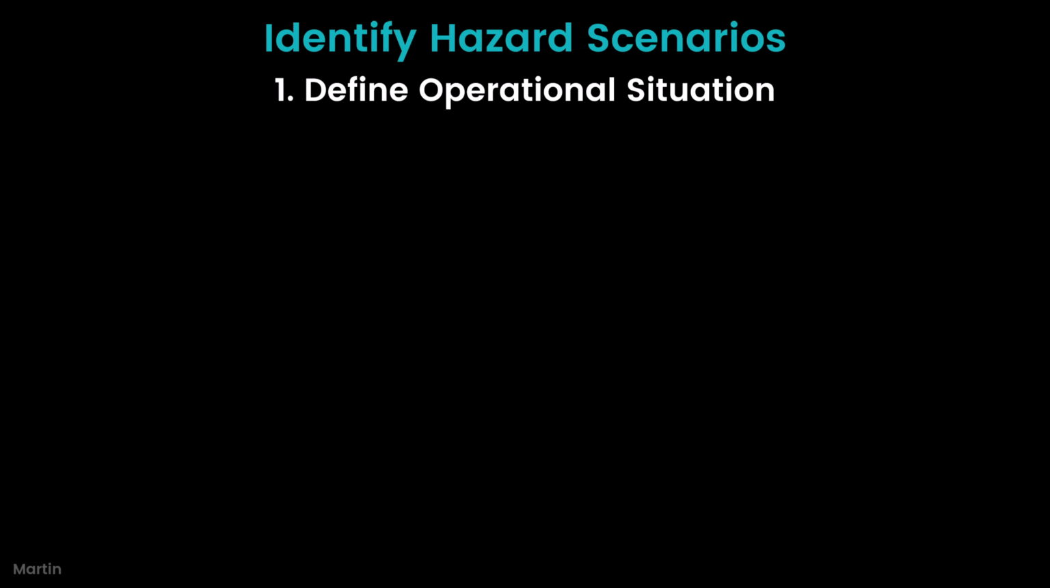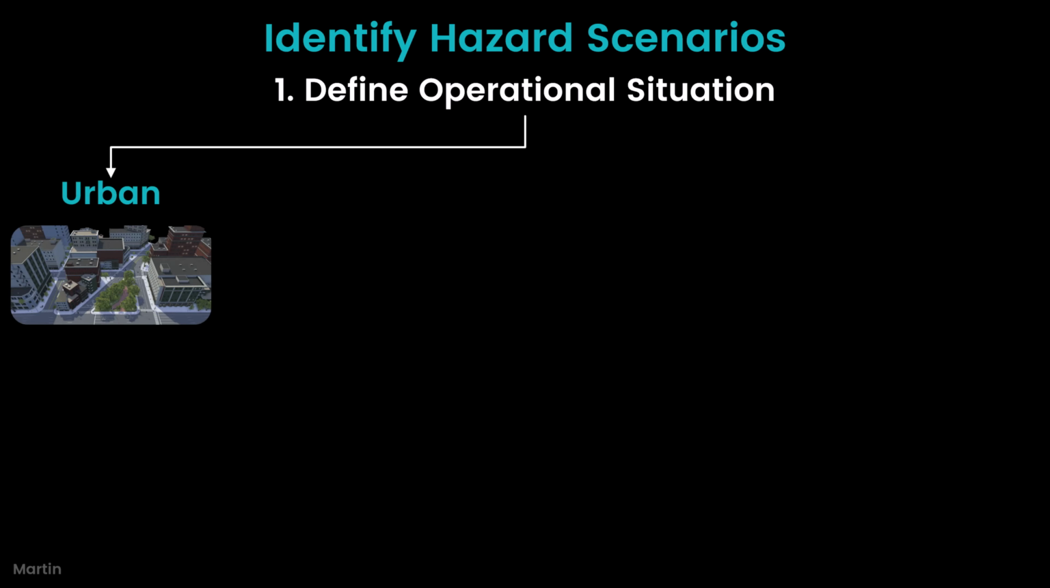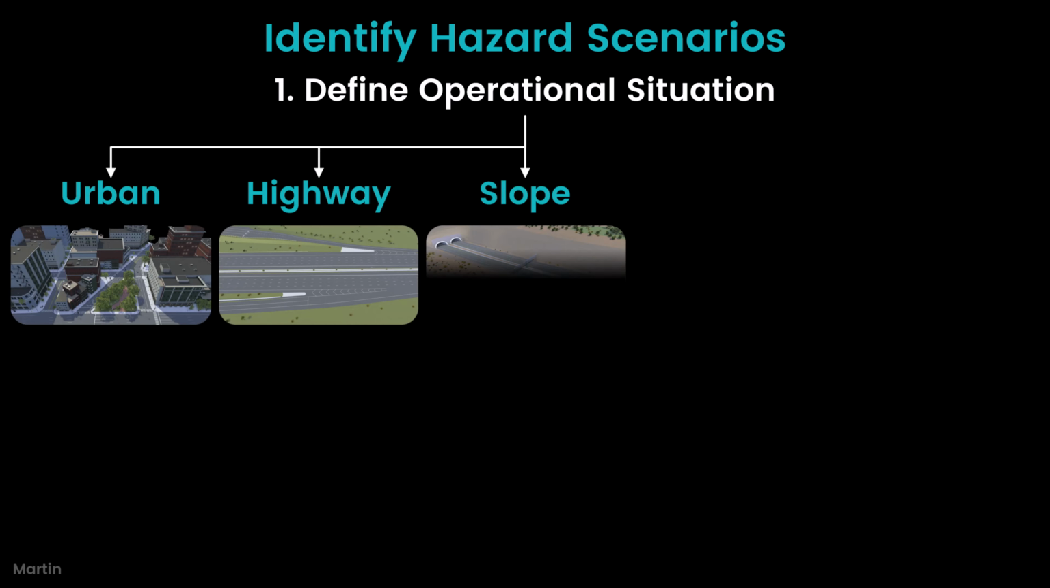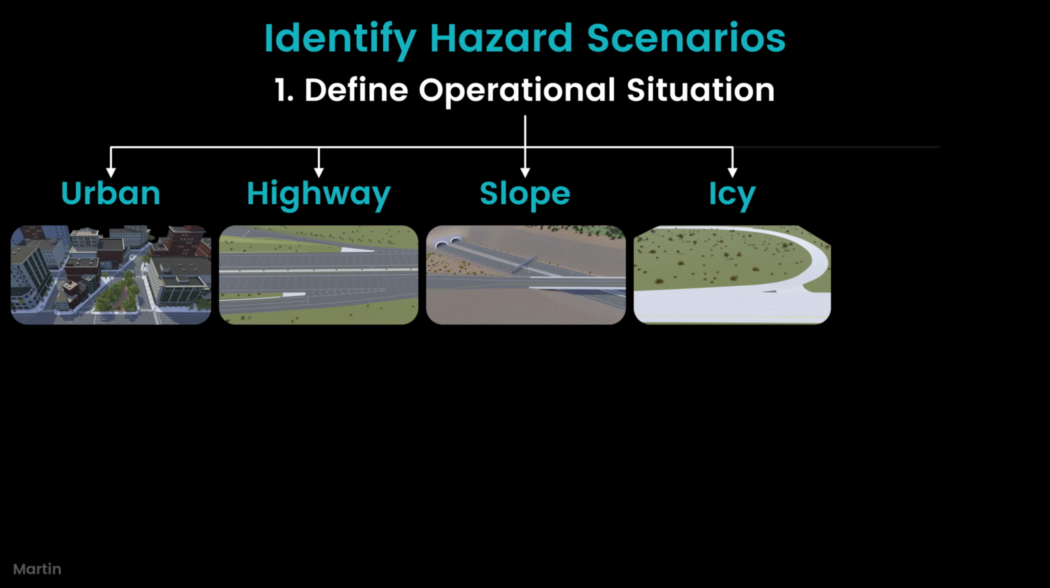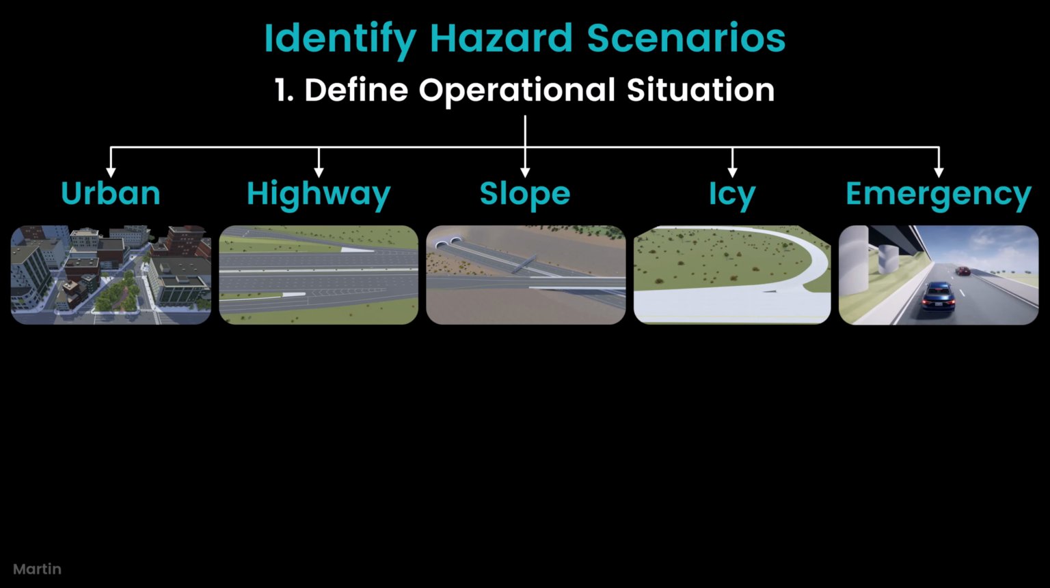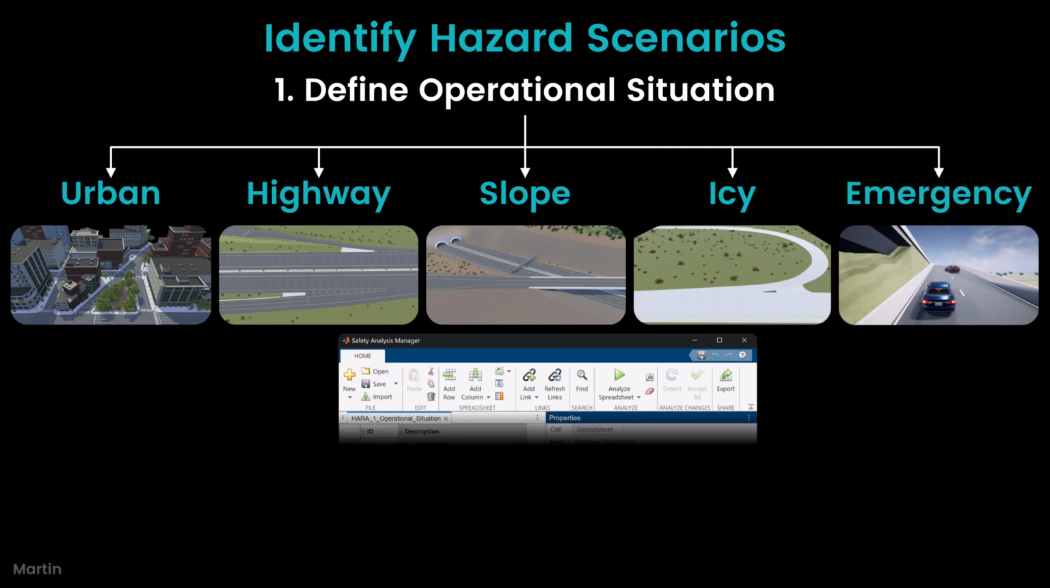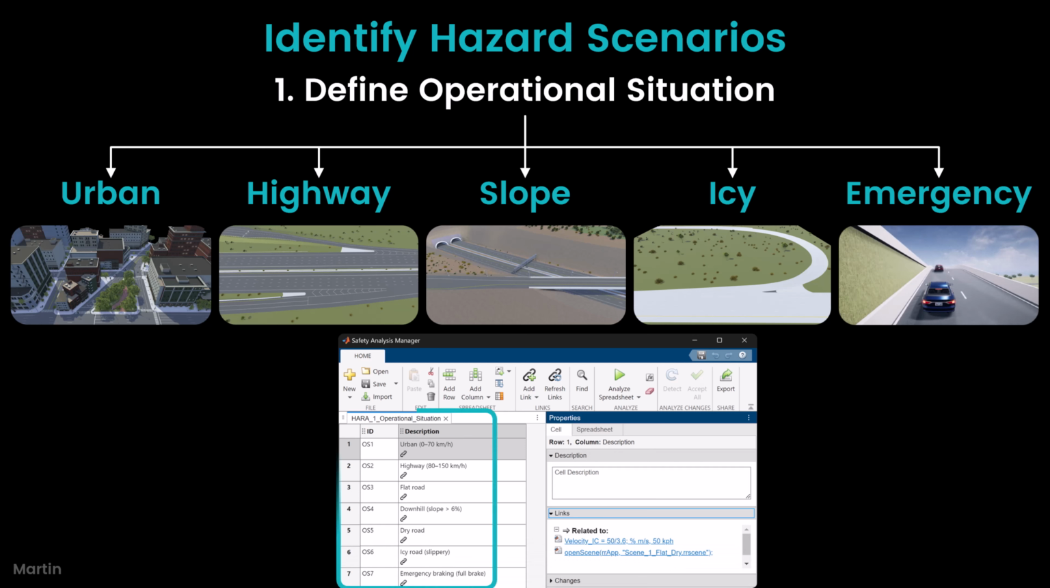The first step is to define the operational situations, ranging from urban city driving to highway cruising, from uphill or downhill conditions to icy, slippery roads, and even unexpected emergencies. In Simulink, the Safety Analysis Manager helps us build a clear matrix of operational situations and directly link them to the relevant parts of our system models, creating a seamless bridge between scenarios and design. How does simulation help accomplish this?